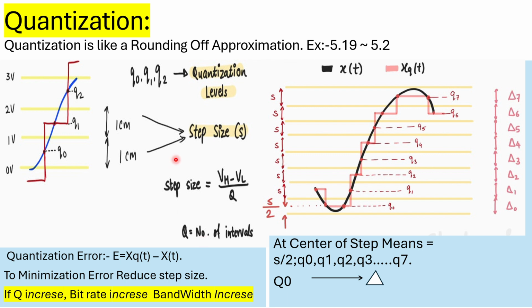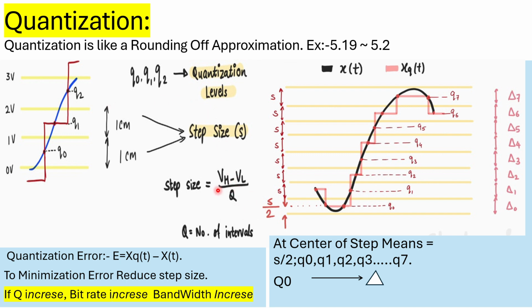Then the next point is quantization. What is quantization? Quantization is nothing but rounding off a number. One example I take is 5.19, which is approximated to 5.2. The same thing applies here. Here the signal is 0 volt to 3 volt, from the lowest to the highest voltage, and the steps of this signal are 0, 1, 2, 3. That is the step, and the quantization levels are Q0, Q1, and Q2.